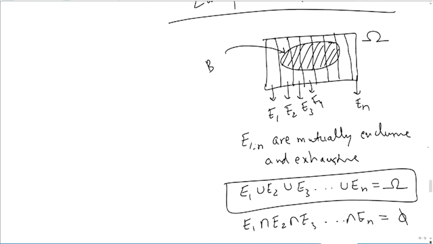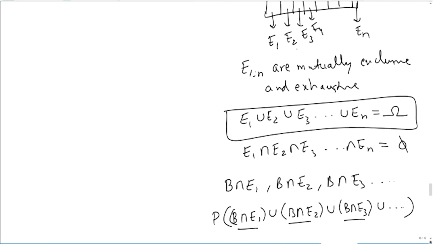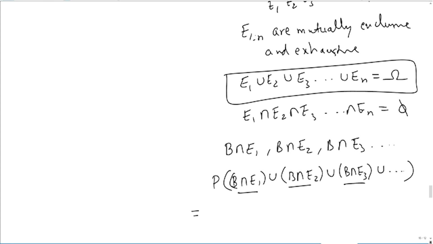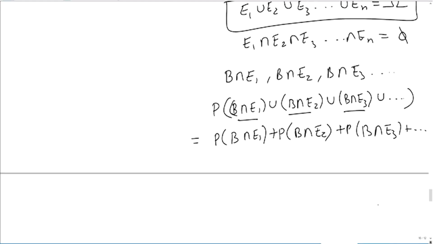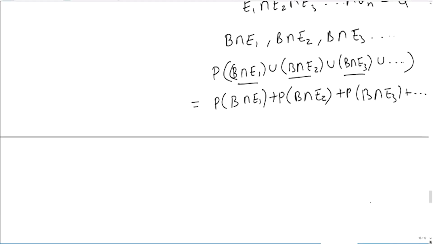So, let us say this particular interval and this particular interval, they are mutually exclusive from each other. They do not contain any common element, exactly because E1 and E2 are mutually exclusive. Right? So, these are all mutually exclusive. So, if you apply the third axiom, then you can write this as probability of B intersection E1 plus probability of B intersection E2 plus probability of B intersection E3, and so on. Right? Let me write it in the short form.